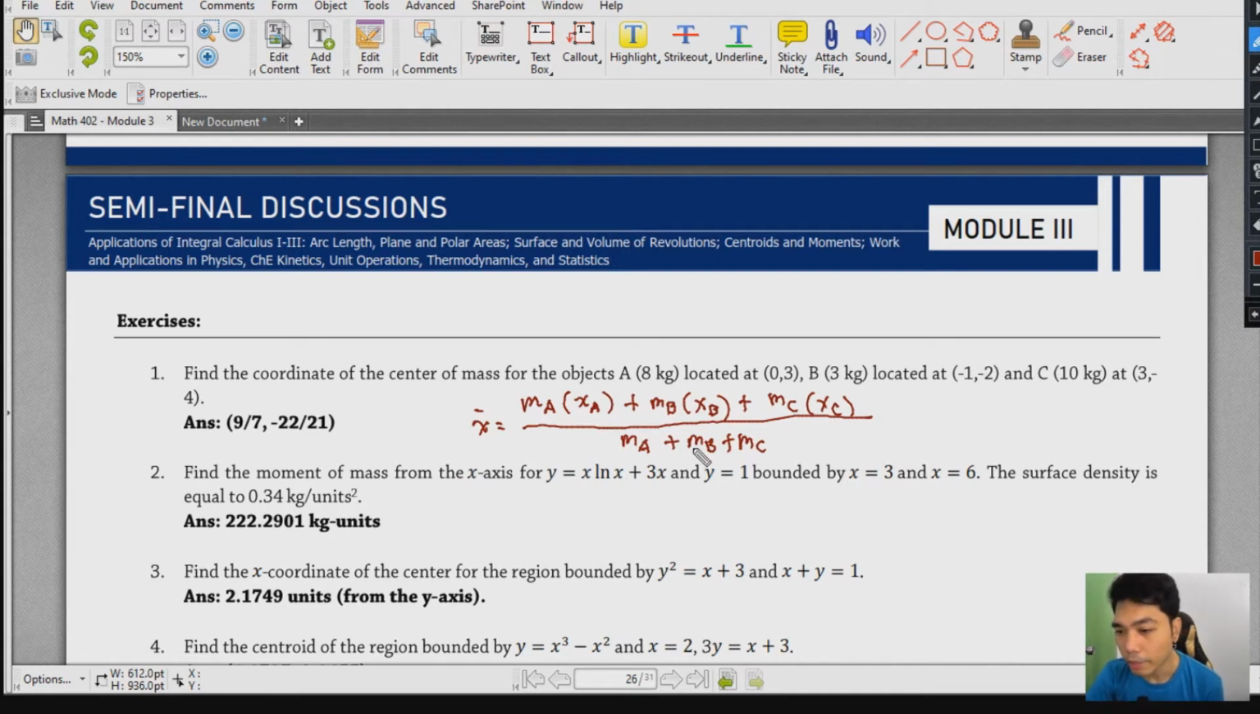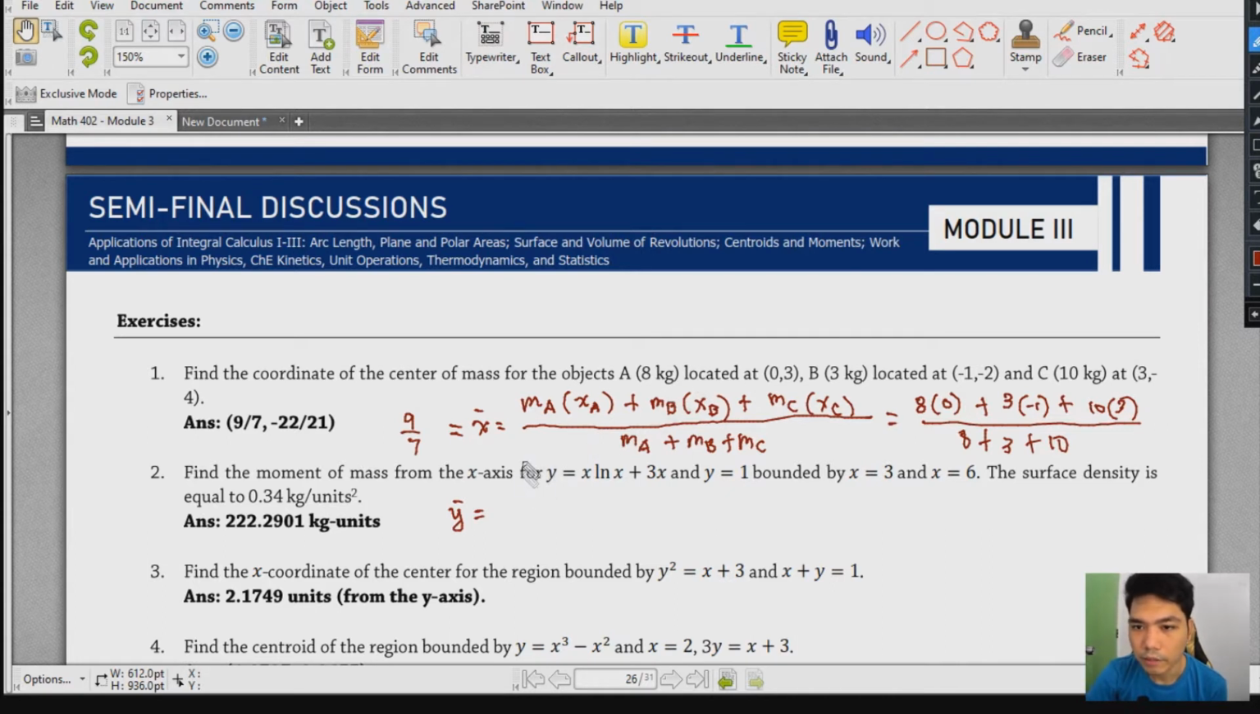So this is only applicable for this case, but if you're given an equation, then we'll be solving for the planar lamina. In this case, this is equal to 8 multiplied by 0 plus 3 times negative 1 plus 10 times 3, divided by 8 plus 3 plus 10. This gives you the value of x bar, that is 9/7. And the same thing goes for y bar.